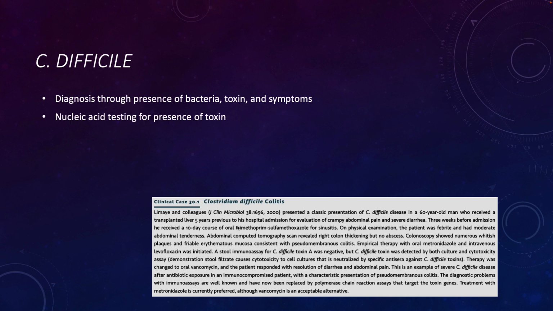You can do nucleic acid testing of the strain to test for the presence of the toxins. The genes that encode the toxins are very well known, so you can PCR amplify whether or not there's toxin production. Often discontinuing the antibiotic that originally was causing the symptoms can help.